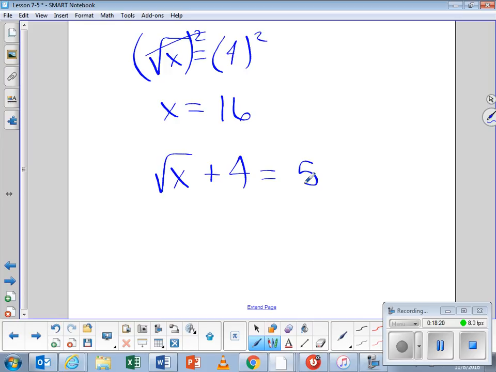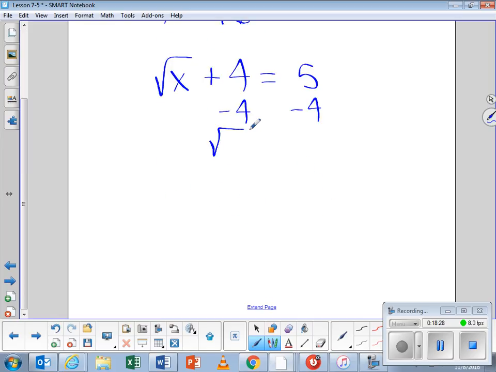And so when we do that, I will have to move what here? Okay, by subtracting 4 from both sides, right? And so I get square root of x is equal to 1. Now I have the square root all by itself. Cody, what should I do to get rid of that square root sign?